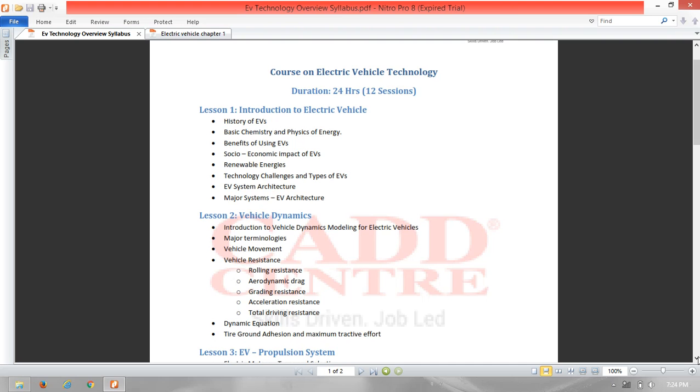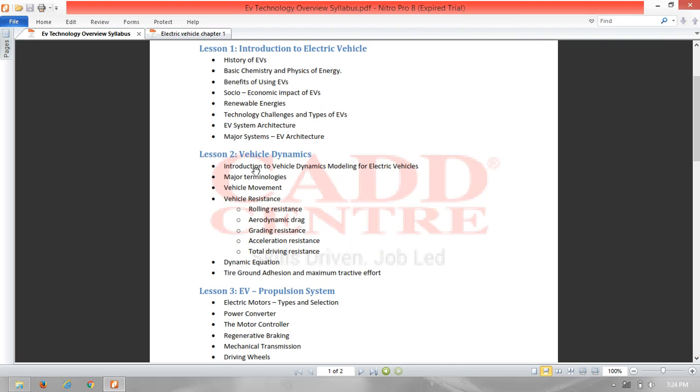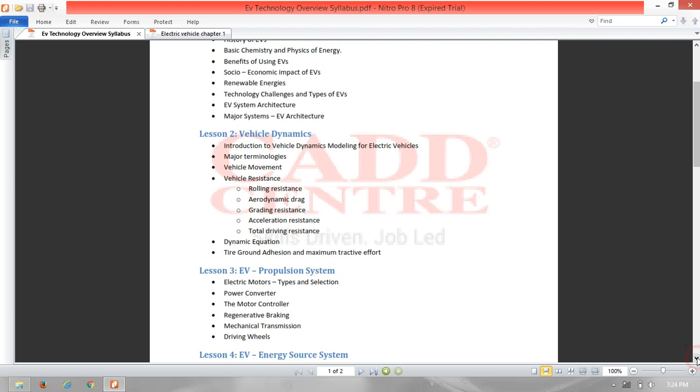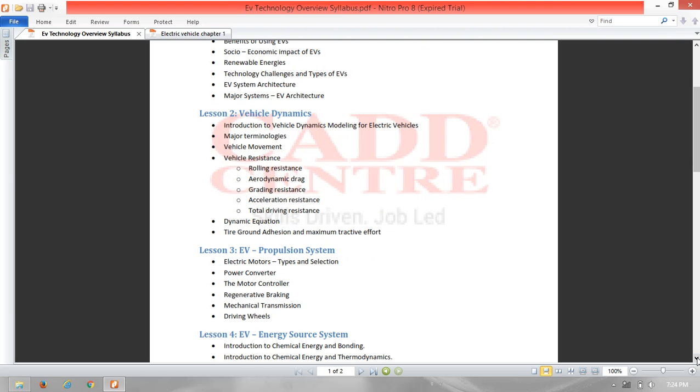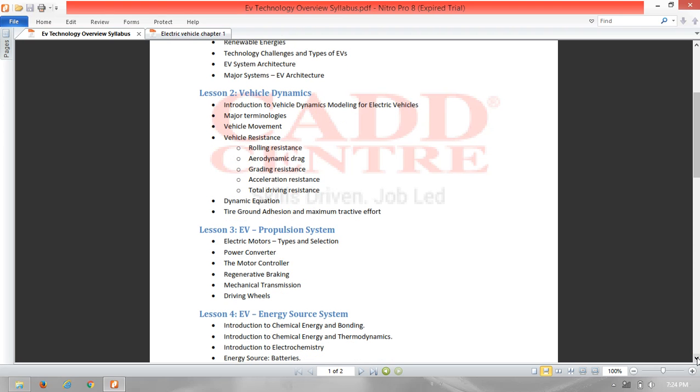And the second chapter is vehicle dynamics. In vehicle dynamics we will see that when a vehicle is moving, there are different kinds of resistance which will act on the body, how much resistance it is going to act on the vehicle, and what type of resistance it is going to act on the vehicle. We will see everything in this, and we'll derive different equations, and using those equations we'll calculate how much resistance will be acting on the vehicle.